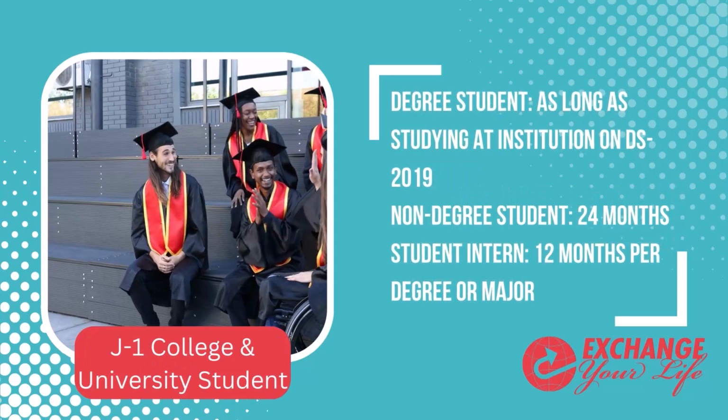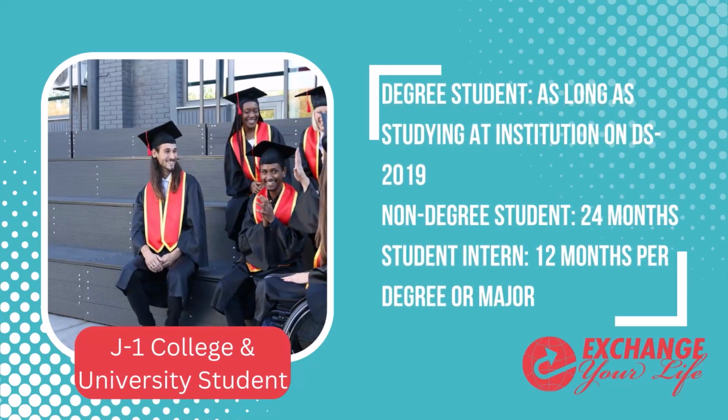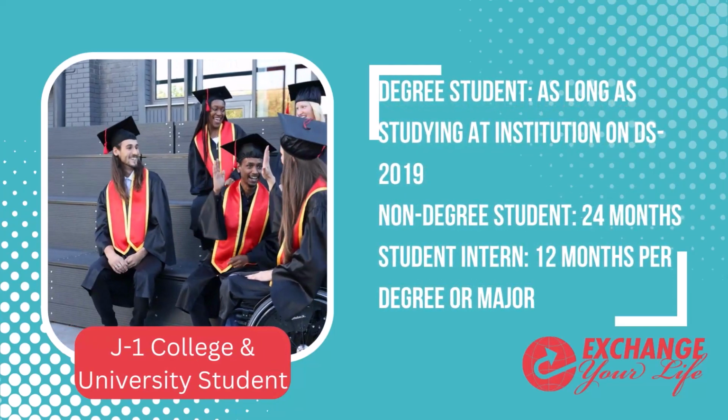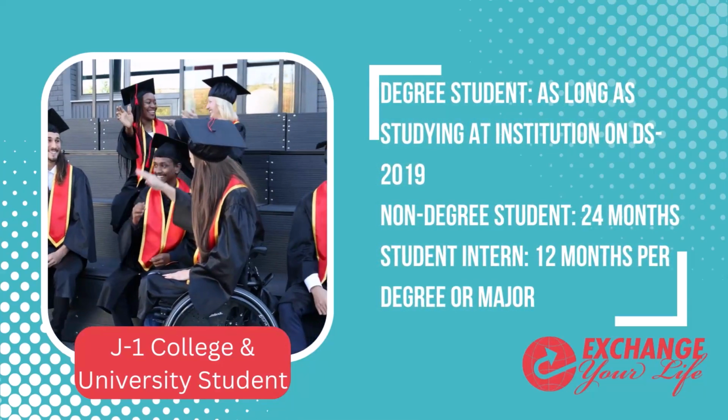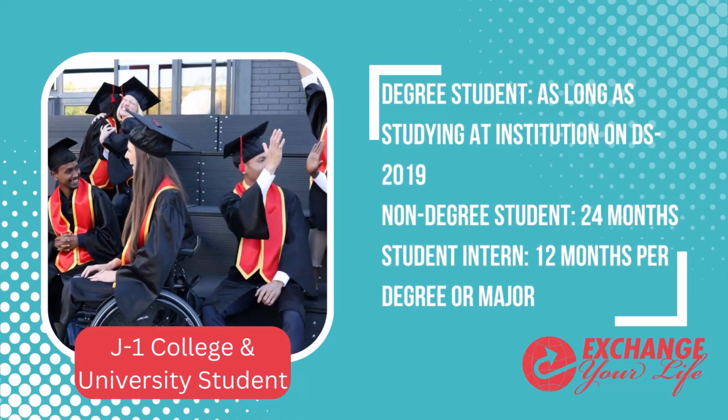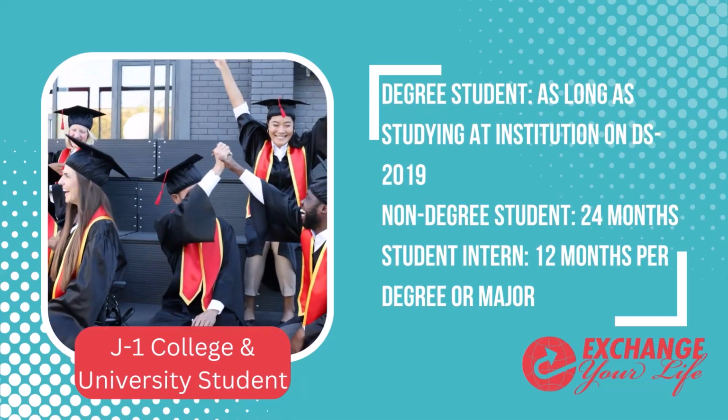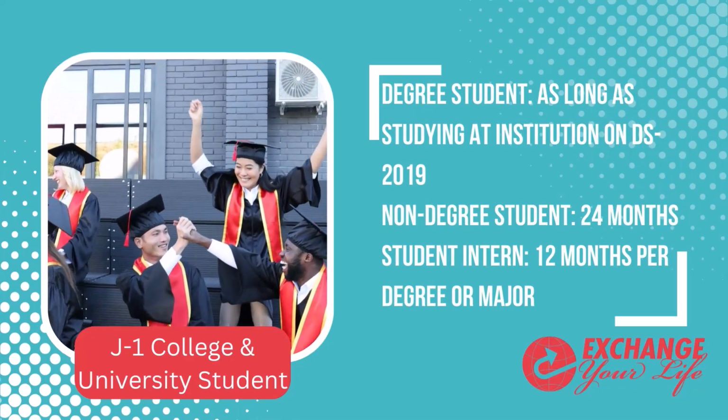College and university students have a few different subcategories. Degree students can stay as long as he or she is studying at the post-secondary institution on the DS-2019 or the academic training program. A non-degree student is capped at 24 months, and a student intern is capped at 12 months for each degree or major.